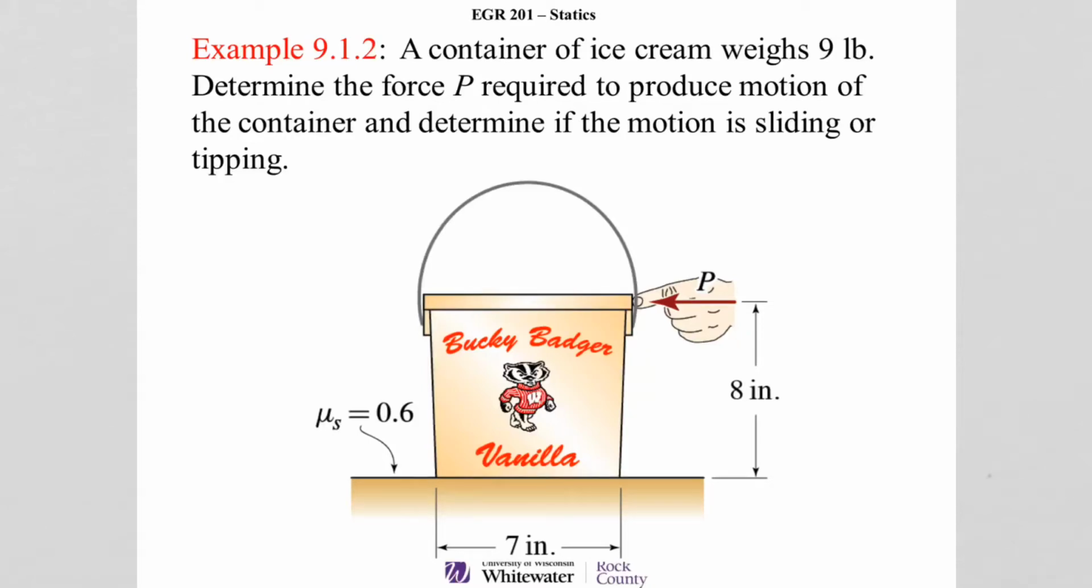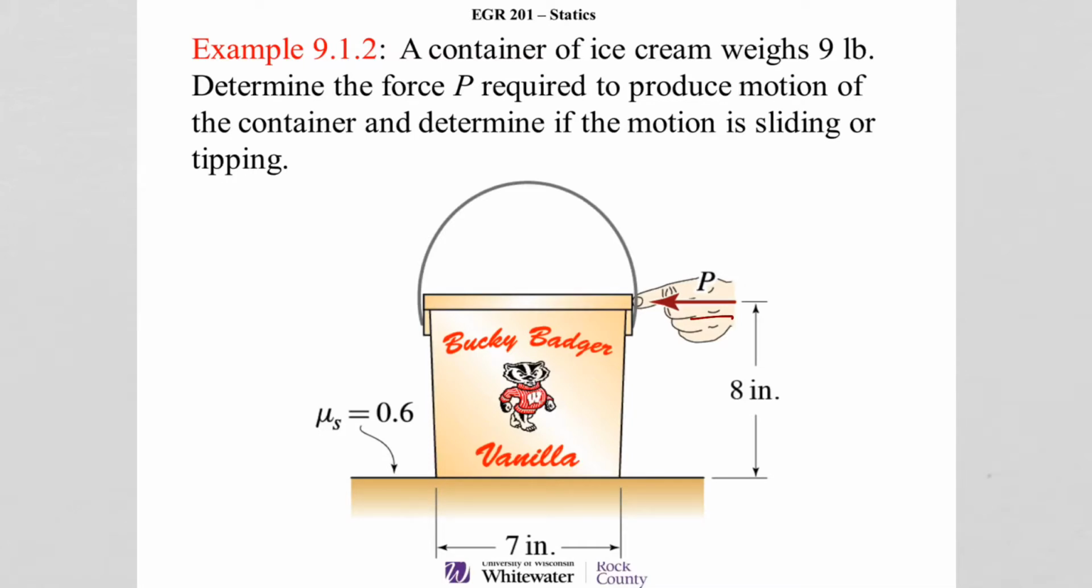Okay, for this example, we are going to examine a container of ice cream which weighs 9 pounds, and we're supposed to determine this force P required to produce some type of motion of the container and determine if that motion is either sliding or tipping.